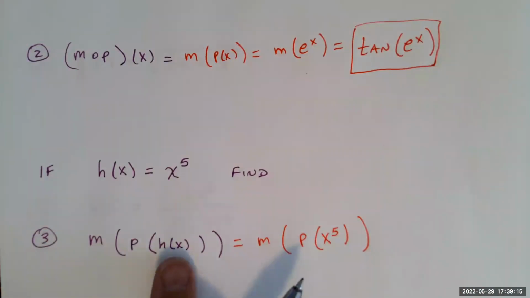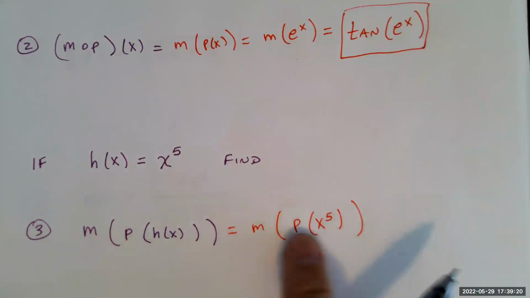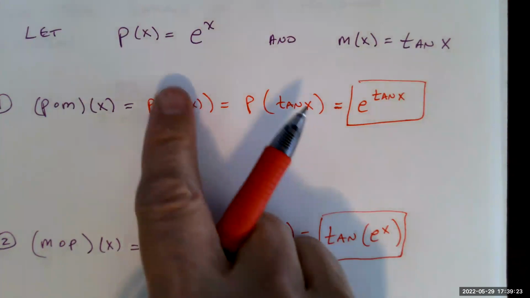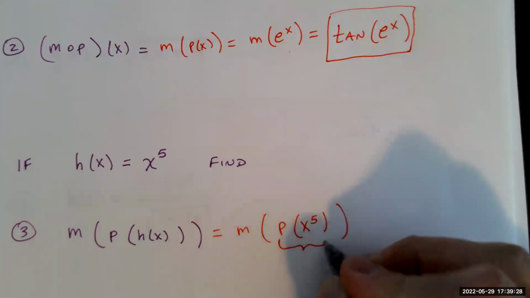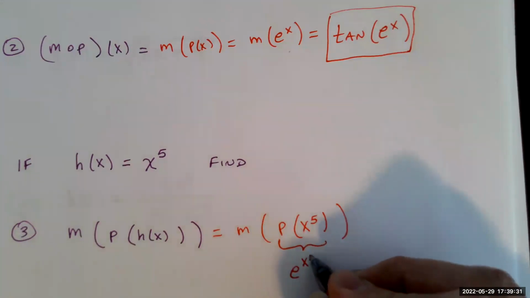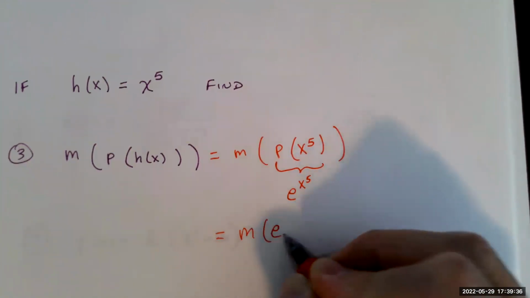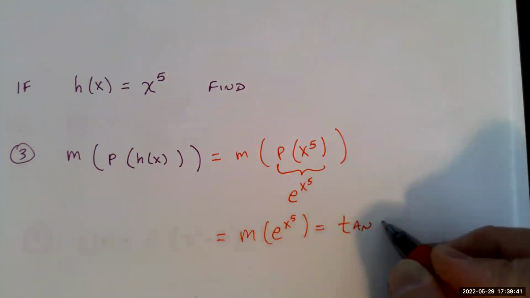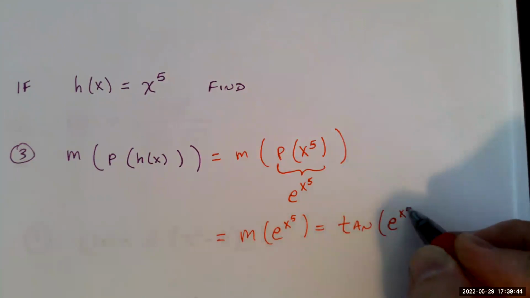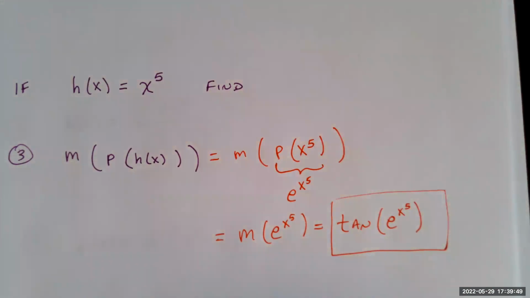So again, we're going to work innermost parentheses first and work our way out. So I've got to figure out what this is first, p of x to the fifth. Well, again, p of x is e to the x, so I'm replacing x with x to the fifth. So this becomes e to the x to the fifth. So this is m of e to the x to the fifth, which is tangent of e to the x to the fifth power. Okay, composition of 3 functions.